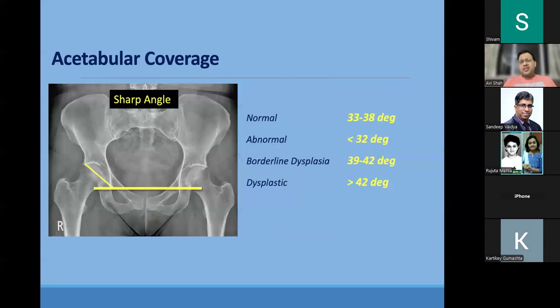The other is the Sharp's angle, which we draw by joining both the teardrops. But this line can sometimes be drawn wrong because in dysplasia, the teardrop shape is not normal, so people can make mistakes. Sometimes you can instead join the ischial tuberosities and then join the lateral edge of the acetabulum to the teardrop. That angle with the line gives you the Sharp's angle. The normal is again around 33 to 38 degrees.